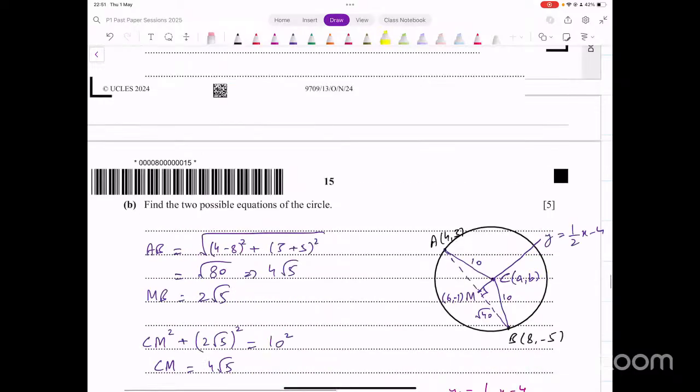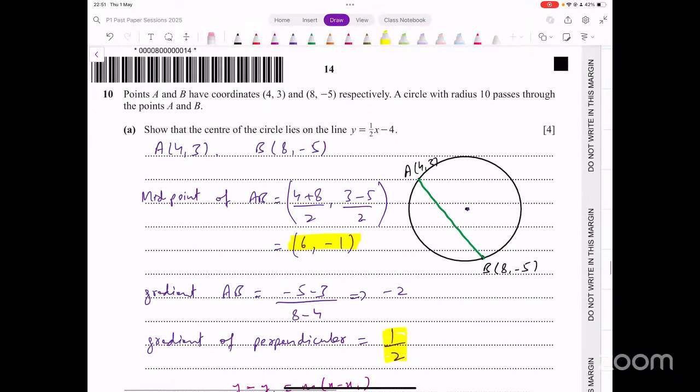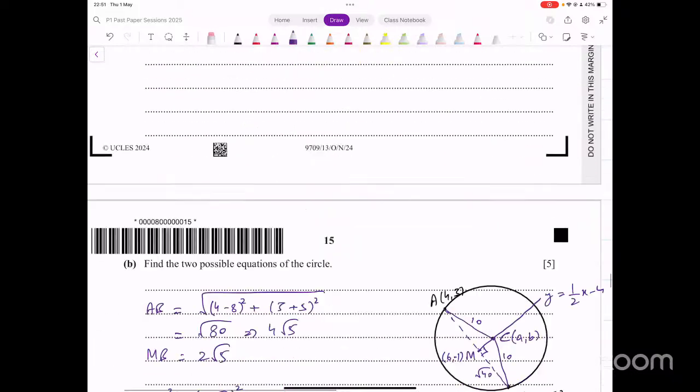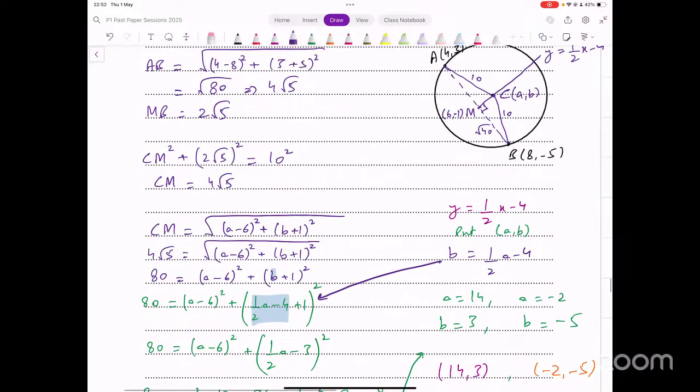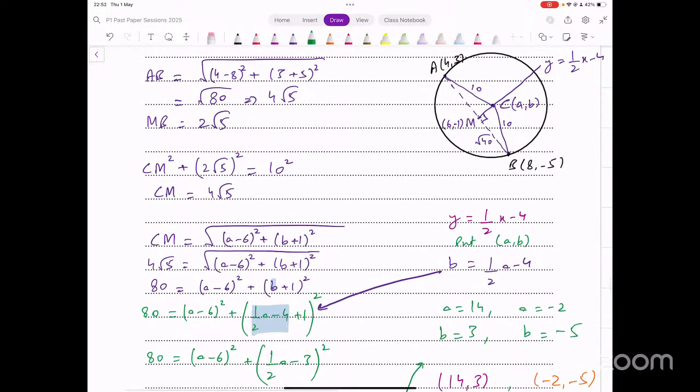Then we know the radius of the circle. The radius of the circle is 10. We know that. Then that means if you were to find the distance of the center from any of these points, from B or A, that will be 10. They will both be 10. Now, using that, what you can do is you can figure out what this length is.